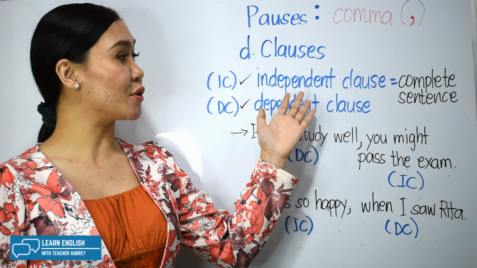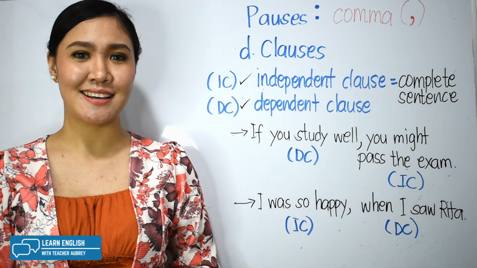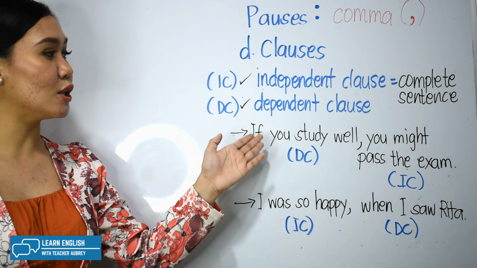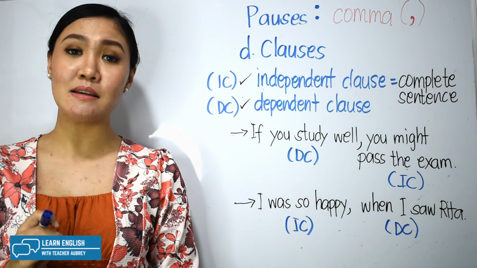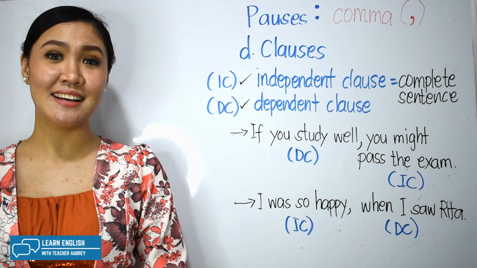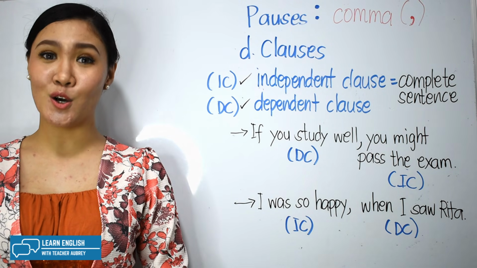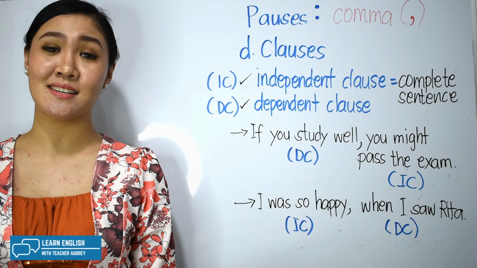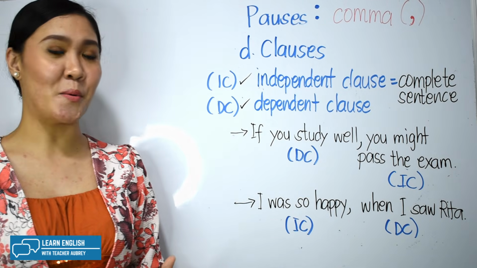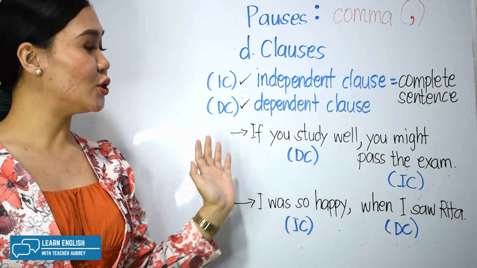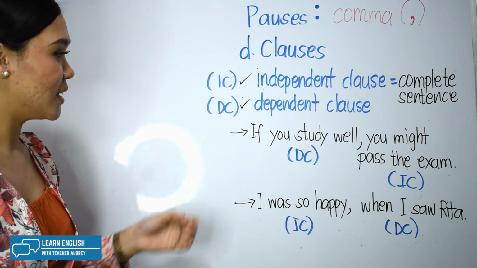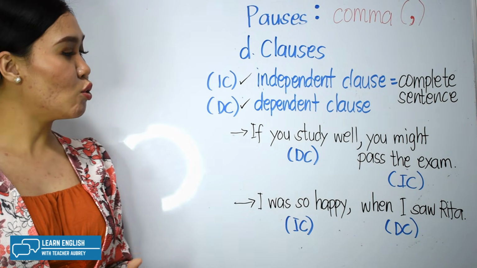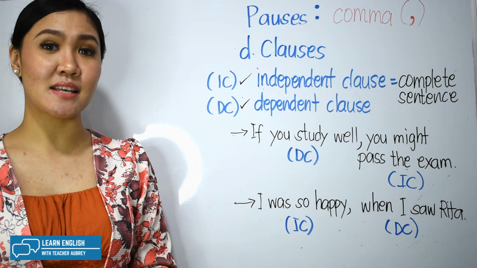Or in English, another term for independent clause is complete sentence. Isang buong pangungusap, may kumpletong kaisipan. On the other hand, dependent clause, in Filipino, that is sugnay na hindi makapag-iisa. Hindi makapag-iisa kasi nga, nakadepende lang siya. Dependent clause. Nakadepende siya sa independent clause para magkaroon siya ng kabuluhan o kahulugan sa isang pangungusap. Ngayon, tingnan natin itong halimbawa kung paano ginamit yung comma dito sa ating independent and dependent clause. If you study well, comma, you might pass the exam. In Filipino, kung mag-aaral ka ng mabuti, maaari kang makapasa sa pagsusulit.